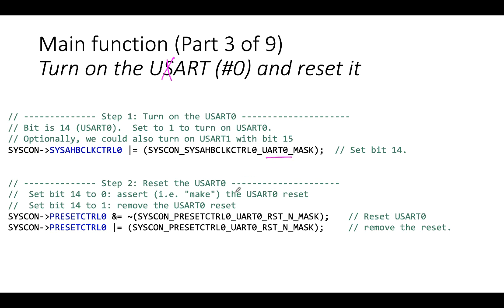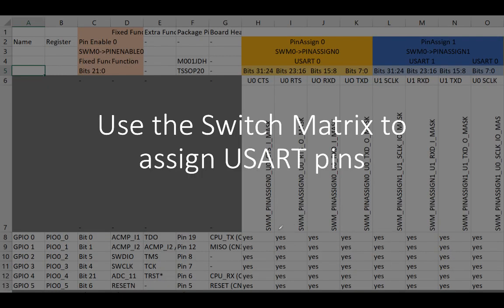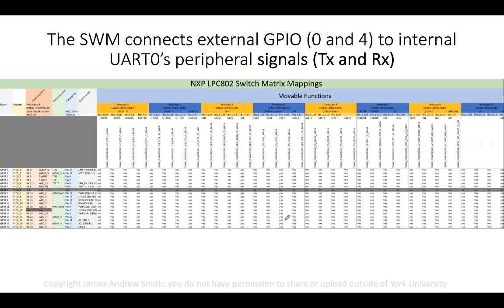That's one of the things that we have to do on the ARM system. And then we have to reset it. Okay, so we're going to reset the module. Now we're ready to use it. In order to properly use it, though, we have to engage the switch matrix to route the internal signals of the USART into the external pins on the LPC802.